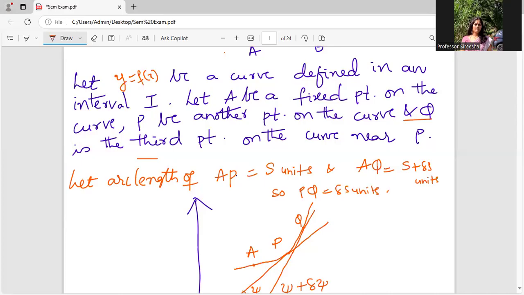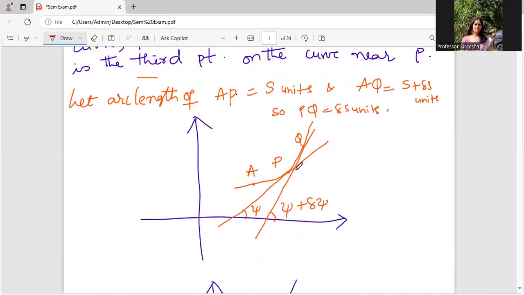Now, since I'm considering two points moving from P to Q, I will just assume that the tangent at point P is making an angle xi with the positive x-axis, and then the tangent at point Q is making an angle xi plus delta xi.